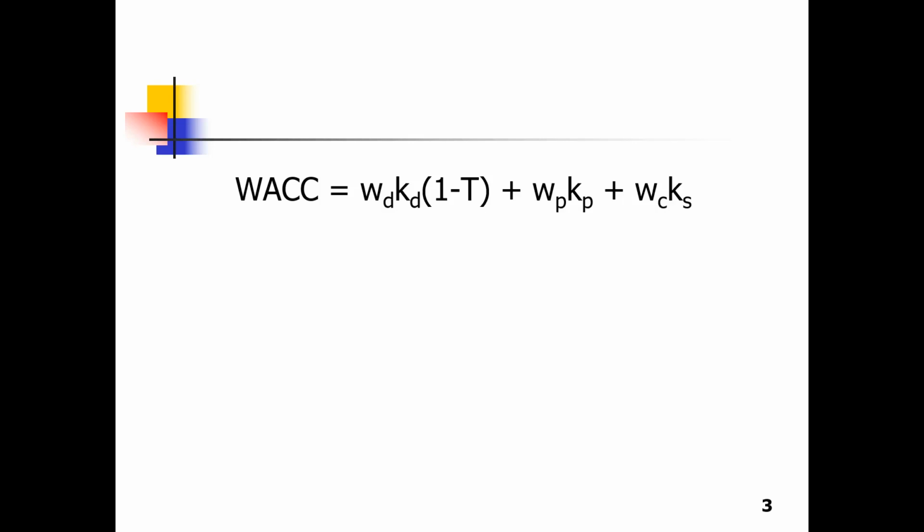Plus, cost of preferred stock, K sub P for cost of preferred stock, multiplied by W sub P, weight of preferred stock. So if 20% of our capital is preferred stock, this would be 0.2. Plus W sub C, weight of equity, multiplied by cost of the stocks, K sub S.